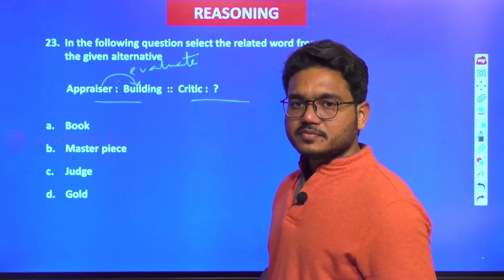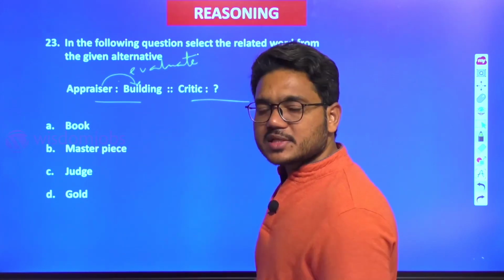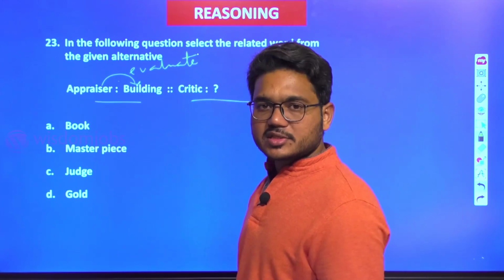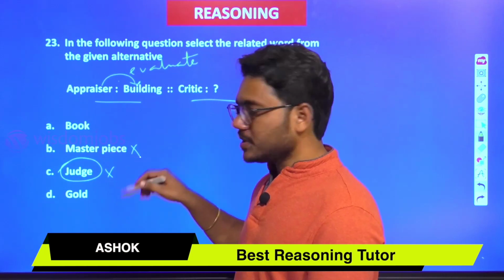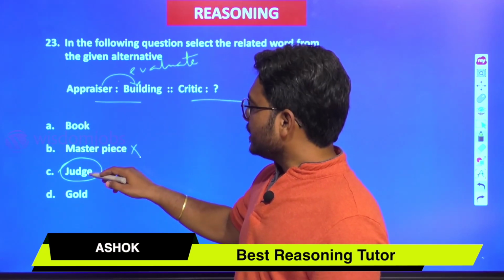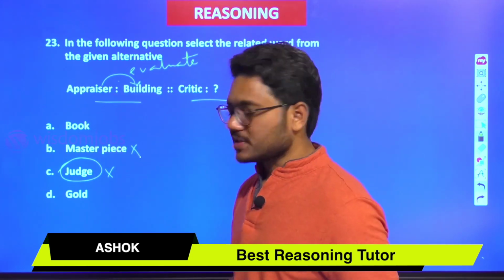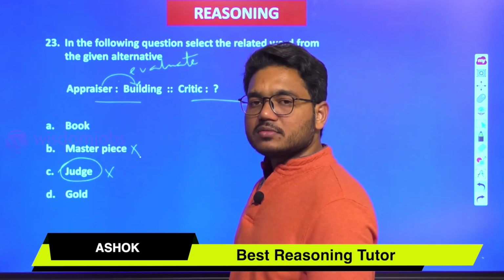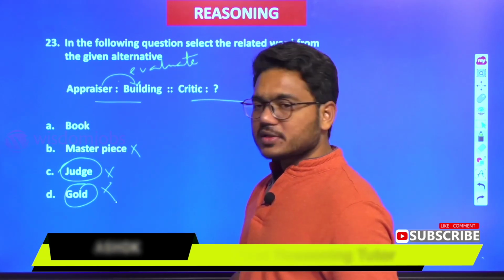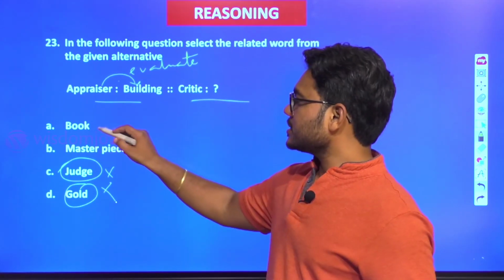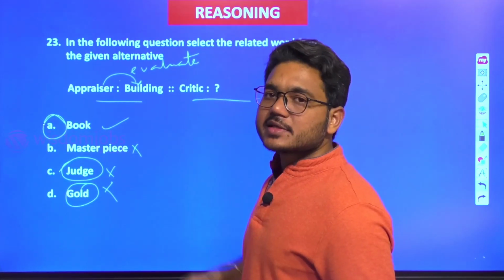Similarly, what does a critic do? Masterpiece is not the option, since it is already judged as a masterpiece. Judge is not the option because it falls under the same class: appraiser, critic, judge belong to that class. Who tests this? Gold is also not a suitable answer here. A critic judges and evaluates the book. Our answer is book.